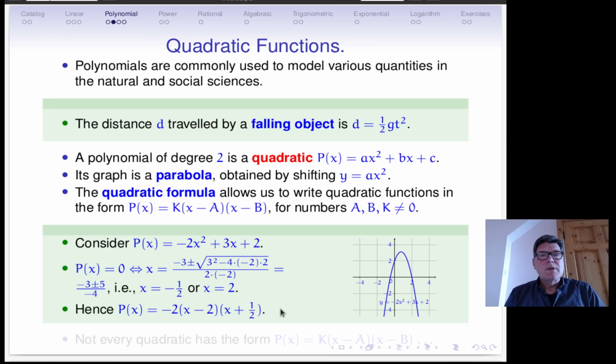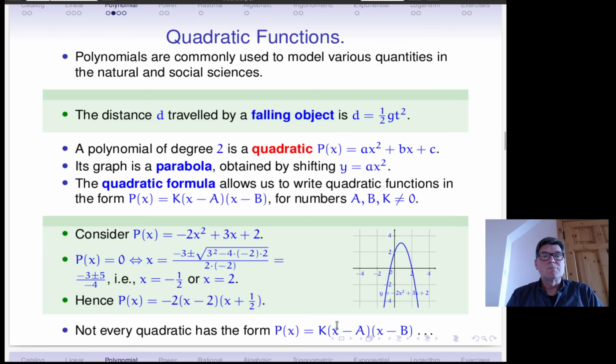Of course, as you know, the quadratic formula doesn't always work out. Here we're extracting square roots. If the thing under the root happens to be a negative number, then the square root won't be a real number, and so the quadratic has no zeros. Or in other words, not every quadratic polynomial can be written in this form: p of x is k times x minus capital A, x minus capital B.